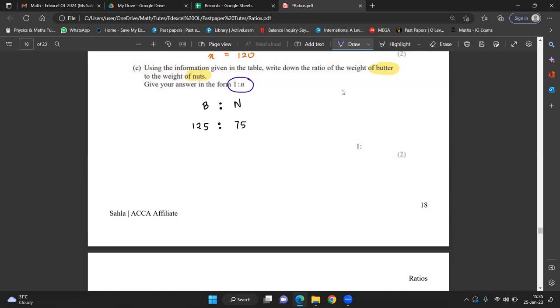Okay, but what became a 1 here, the 75 or the 125? Okay. How do we make this a 1, guys? We have to divide this by 125. If you do something to one side, you have to do the same thing to the other. So divide both sides by 125. 1 is to 0 point. Is it recurring? So your answer will be 1 is to 0.6.